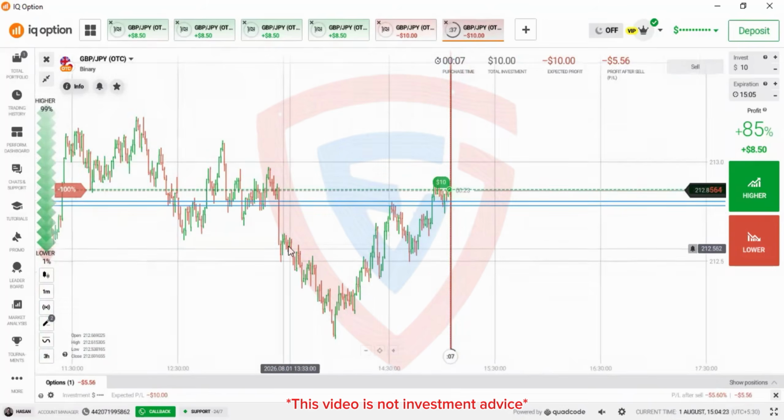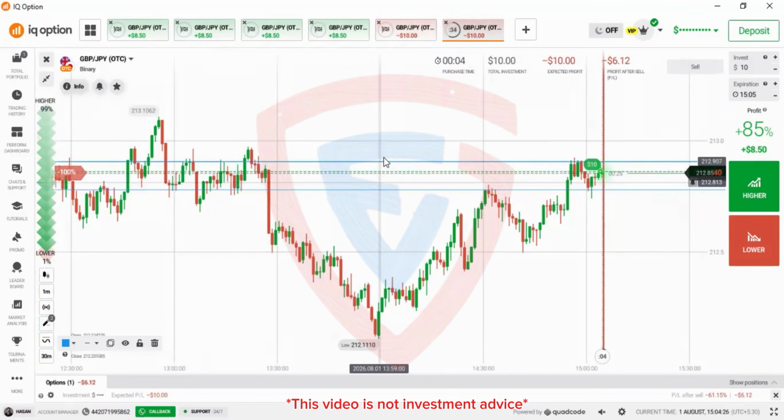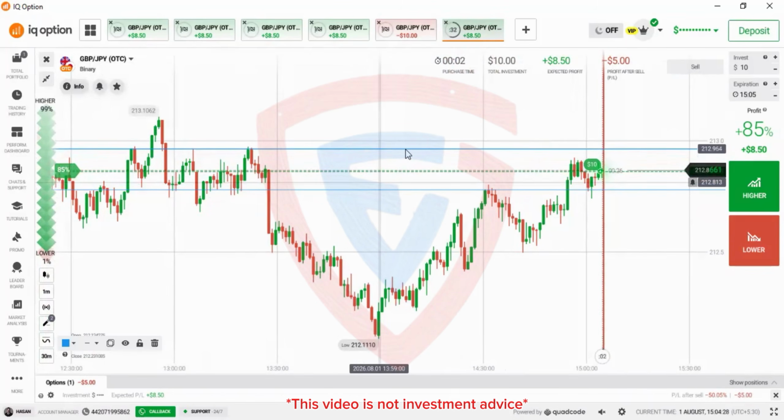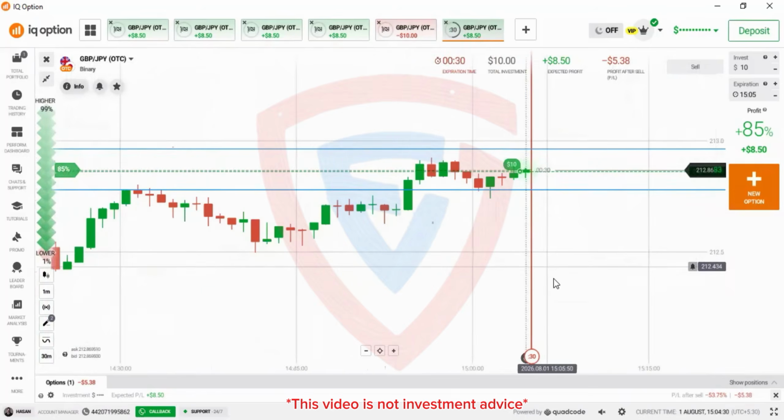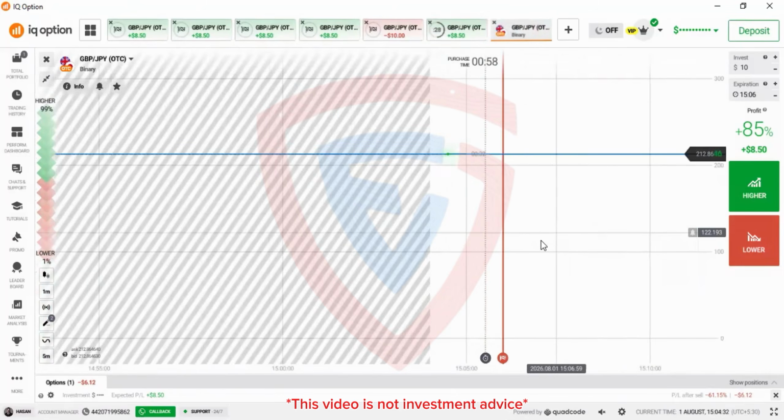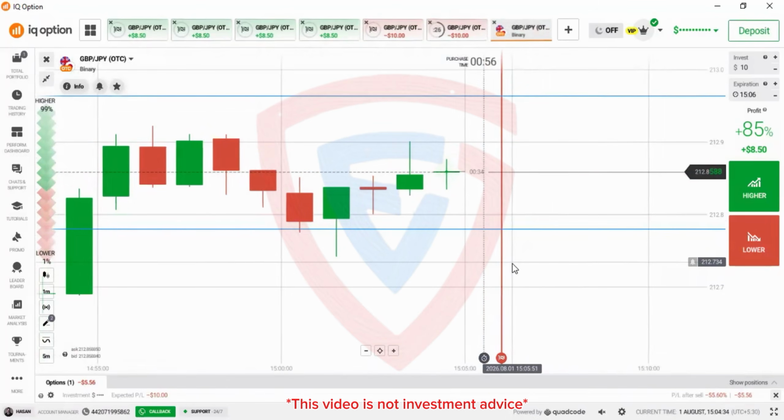So maybe the next reversal point is here. This is the shoulder point. So the market may continue till this point. Okay, let's see what happens here.